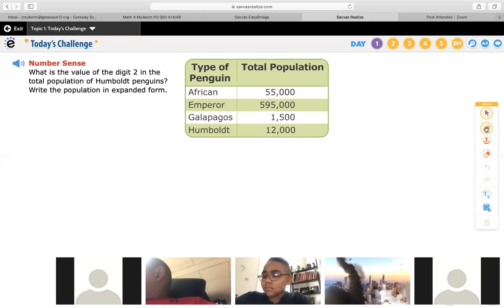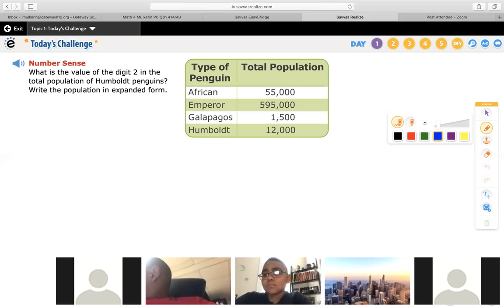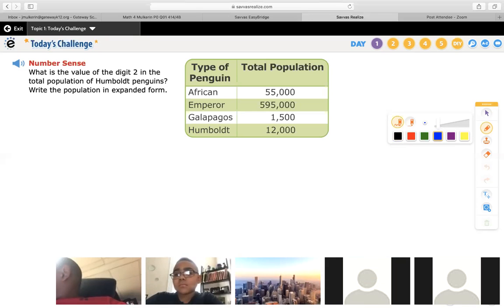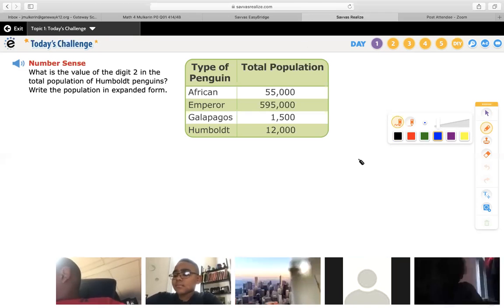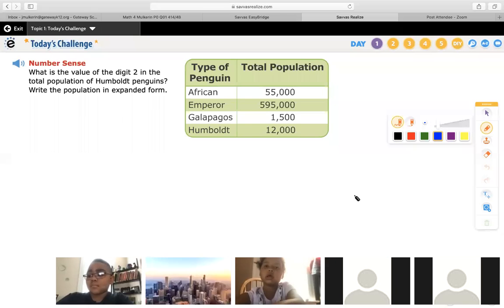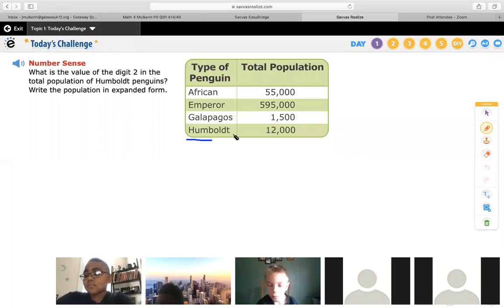Who can tell me? What type of penguin should we be looking at? Angel, what type of penguin should we be looking at? Should we be looking at the Humboldt? Humboldt, good. So I'm going to take my pen and circle the Humboldt. And I need to know the value of the digit 2. So let me underline this 2.